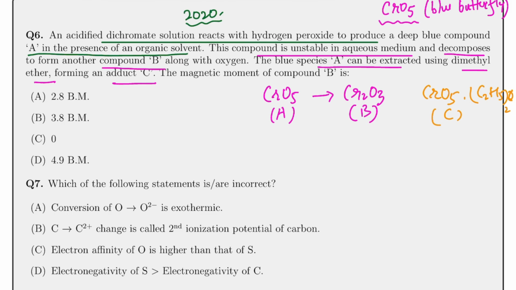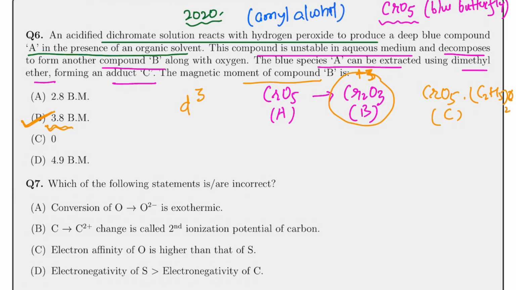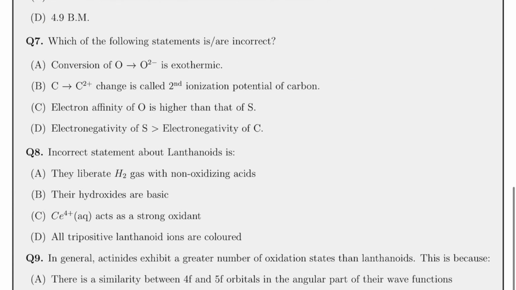But it has been told that for compound B, you need to find the magnetic moment. Over here chromium will be in its plus 3 oxidation state, which means a d3 configuration, giving 3.8 Bohr magnetons. And in JEE Advanced, when this question was asked, amyl alcohol was used as a solvent. Now the 7th one had some printing mistake, so let's leave the 7th one.